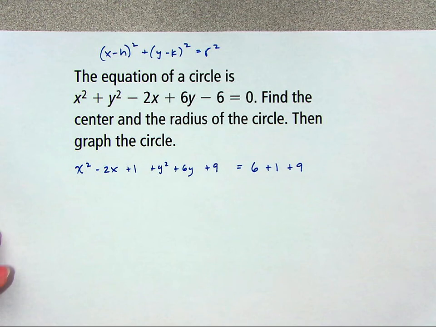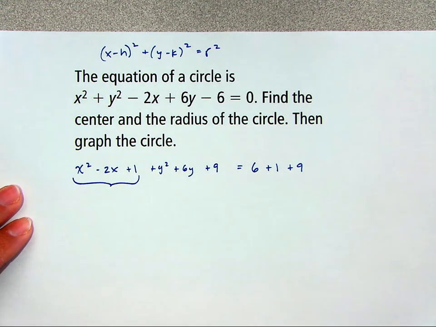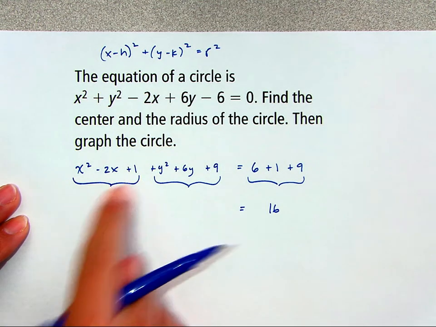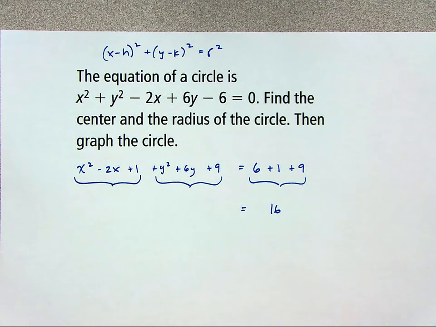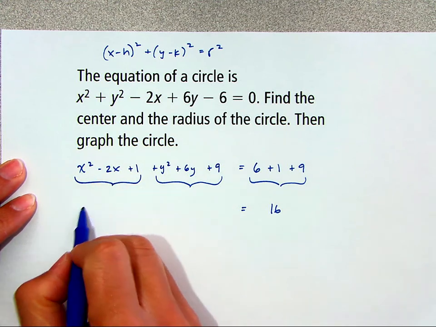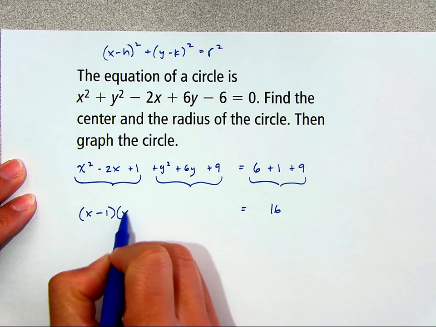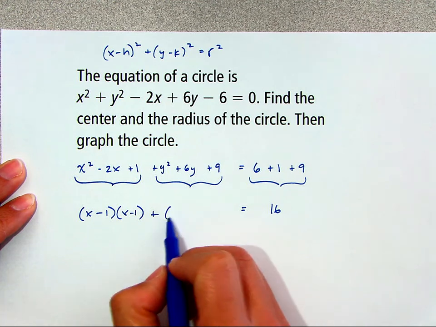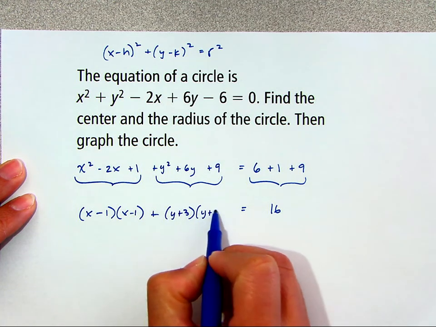Okay. All right. So now what we've got is, like I said, a trinomial of x terms, a trinomial of y terms, and then we have just a bunch of constants over here. Okay. So let's take care of the constants. That's the easiest part. 6, 1, and 9, that's 16. Okay. And then now we're going to factor this. Okay. I don't want this video to be too long, so I'm not going to go over how to factor. Basically, the way I do it is I use kind of the box method or the area model. So the factor of this trinomial, it's going to be, well, x minus 1 times x minus 1. Okay. The factors of the y trinomial, it's going to be y plus 3 and y plus 3.